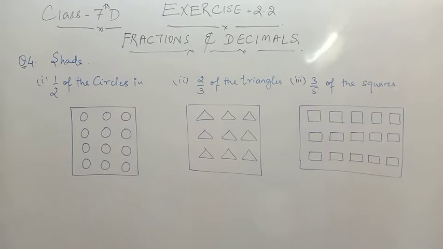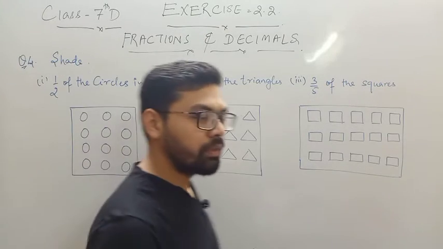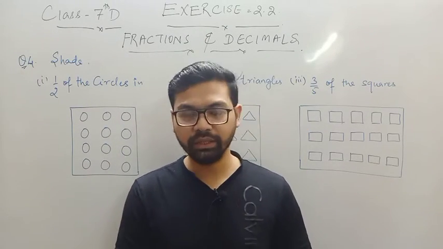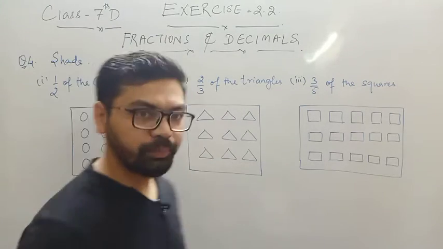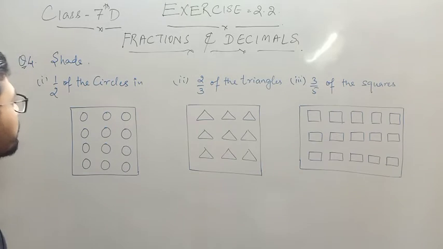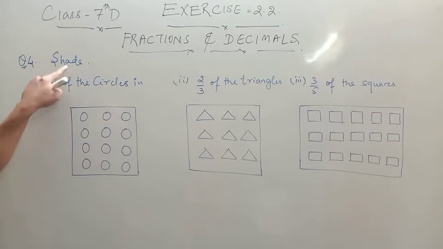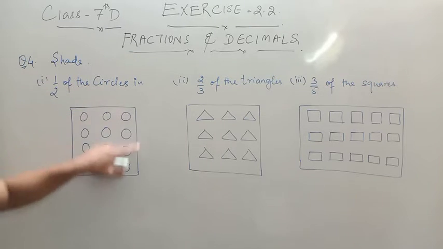So the second question is for your homework. The third question I have already covered in the last lecture. Now I am explaining question number 4. What this question says is, you have to shade half of the circles in this box.